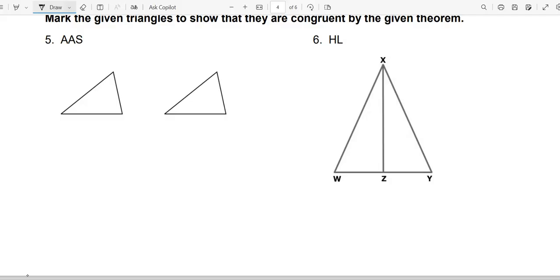The little arc. Okay, so let's do the bottom left. Let's mark those as congruent. So that's my first angle. So if we're confused, my first angle here is my arc that's here. So first angle, I've got an arc here and an arc here.